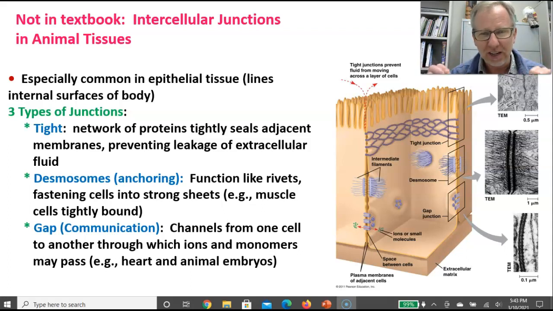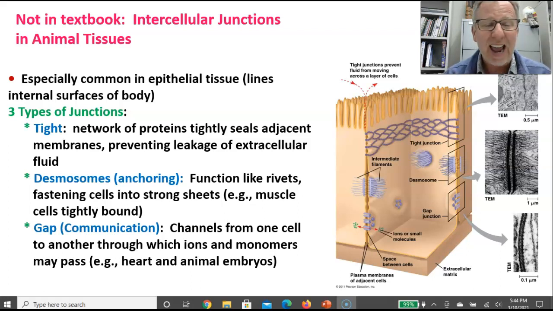Desmosomes, or anchoring junctions, act like rivets or nails that are holding cells together in strong sheets, like muscle tissue. Muscle cells have lots of desmosomes connecting them and tightly holding those cells together. Really strong. Again, take a look at the figure. And there are little electron microscope images, TEMs, of all of these to give you a visual of what they look like between our cells.